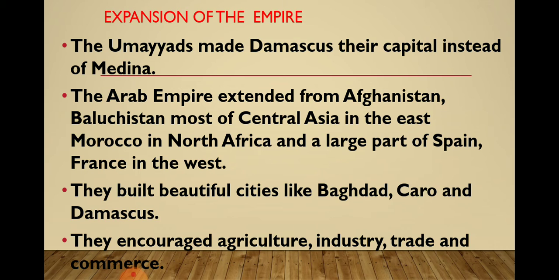They built beautiful cities like Baghdad, Cairo, and Damascus. They encouraged agriculture, industry, trade, and commerce, and made the empire very prosperous. These are the important activities by which the Umayyads expanded the empire. First, they made Damascus their capital, shifting it from Medina. They also started defeating many countries and brought them under their control. Along with that, they built beautiful cities and improved trade, commerce, and industry, making their country a prosperous one.